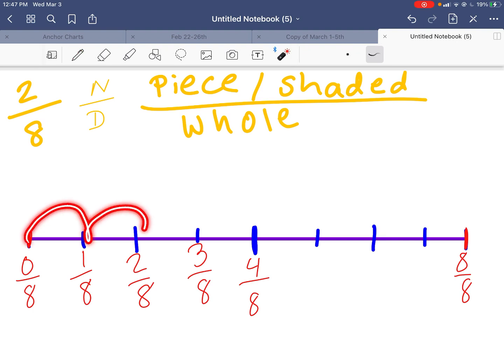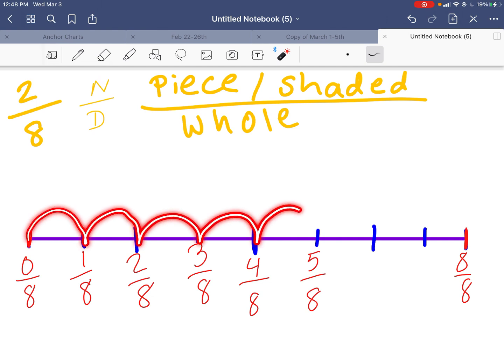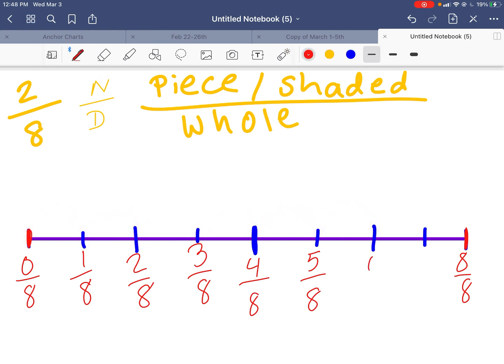So let's go again. 1, 2, 3, 4, jump again, 5. That's 5 out of the 8, 5/8. Let's keep going. 1, 2, 3, 4, 5, 6. There's my 6/8. And then if we were to jump again, there is 7/8. And then we end with 8/8. Okay? All right, so where is 2/8? Well, I find it on the number line. Here is 2/8, and I'm going to mark it. So my star is on 2/8.